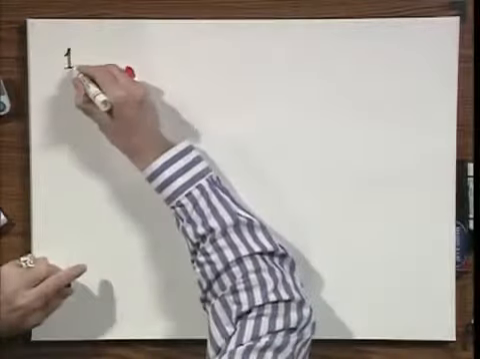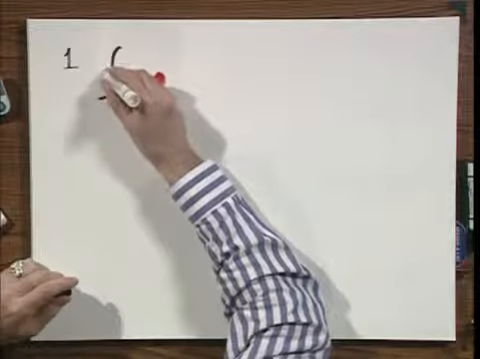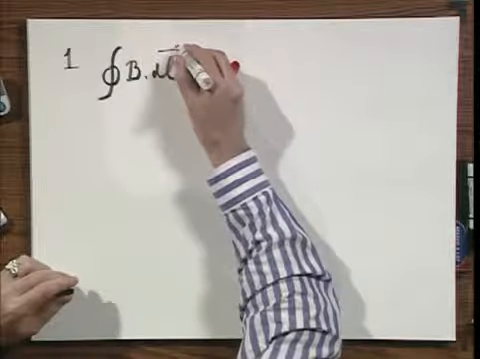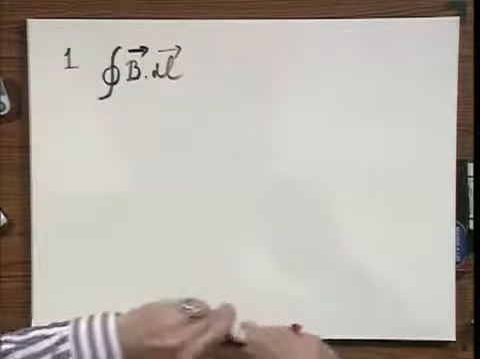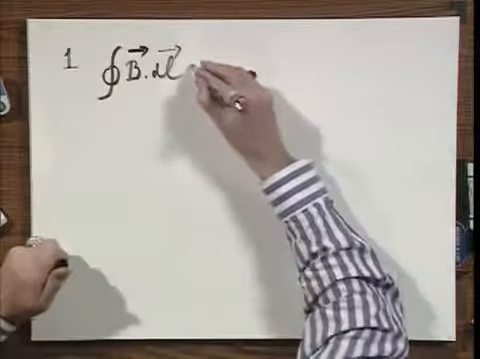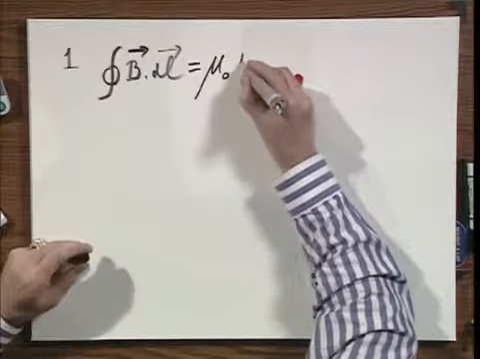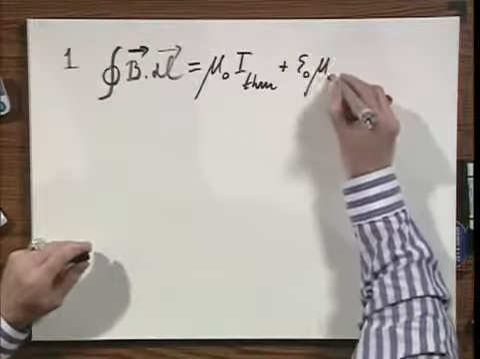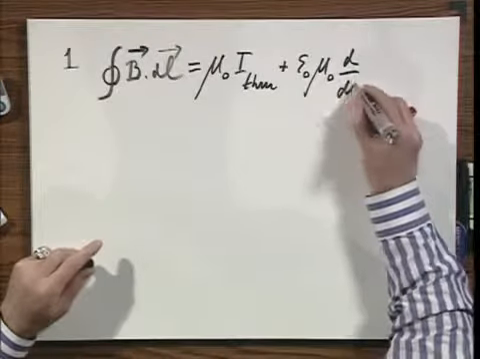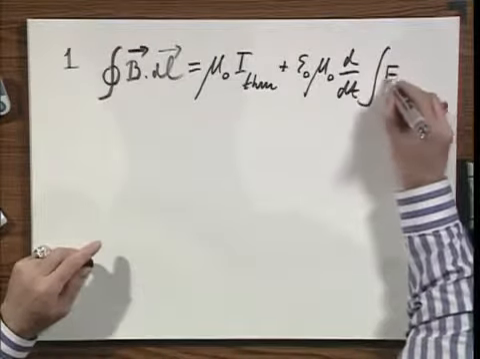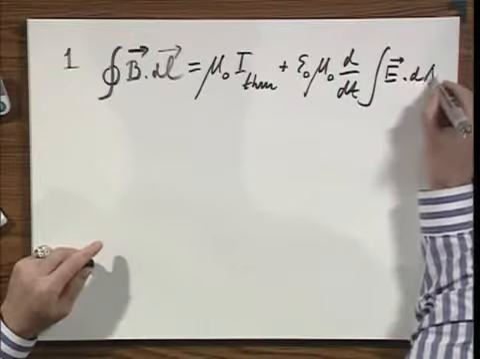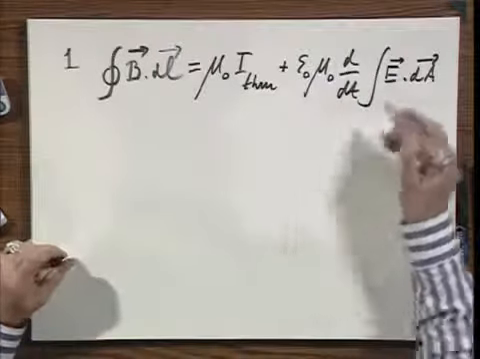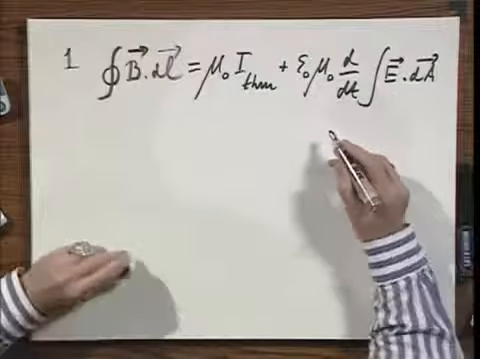Problem number 1. Let's first look at Ampere's law, which we are going to need: the closed loop integral of B dot dl equals mu 0 times I through, plus, and here comes the famous term by Maxwell, d dt of the integral of E dot dA. And this part, including the epsilon 0, is often called the displacement current.